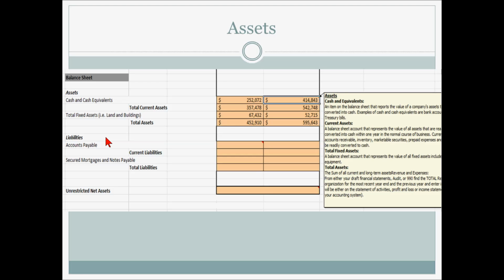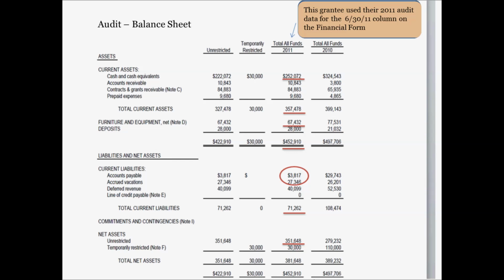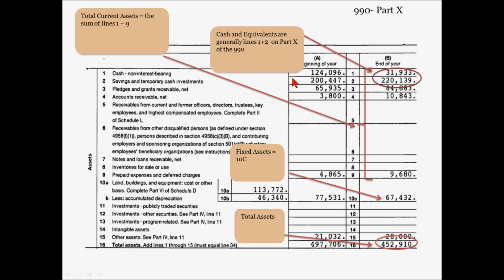Assets section is first, cash and equivalents. This is an item on the balance sheet that reports the value of a company's assets that are cash or can be converted into cash. Examples of cash and cash equivalents are bank accounts, marketable securities, and treasury bills. On the audit, you can see the line item for cash and equivalents. On the 990, please look under Part 10. Lines 1 and 2 must be summed to get cash and equivalents.